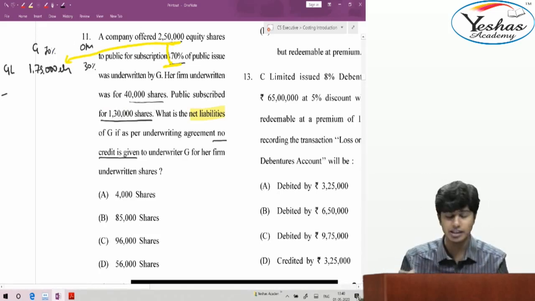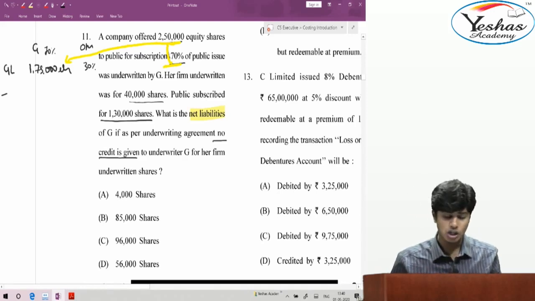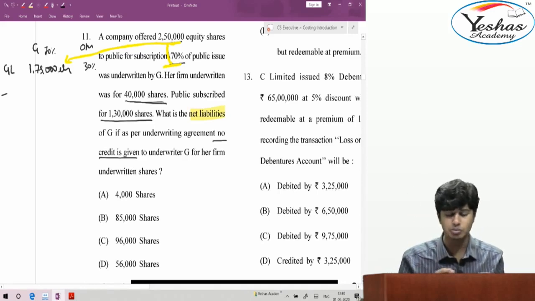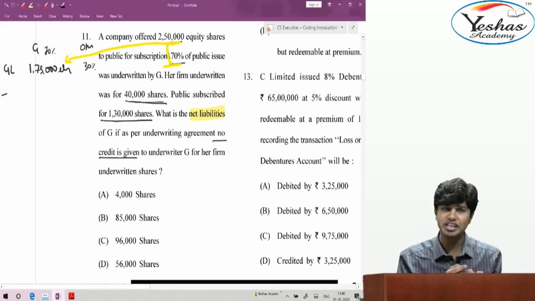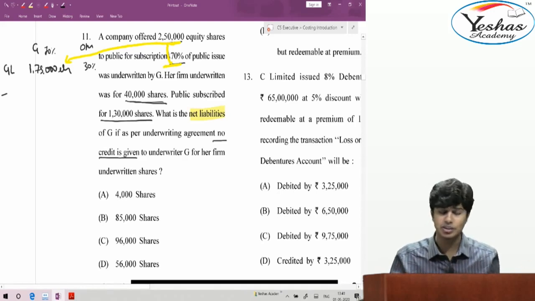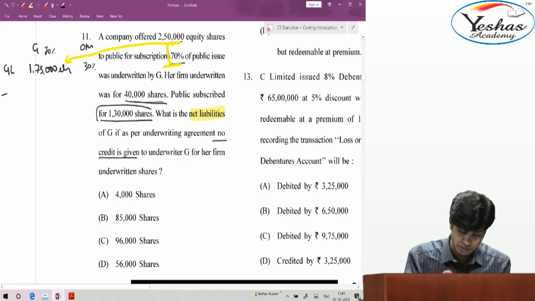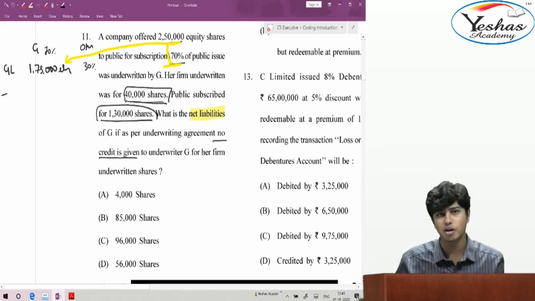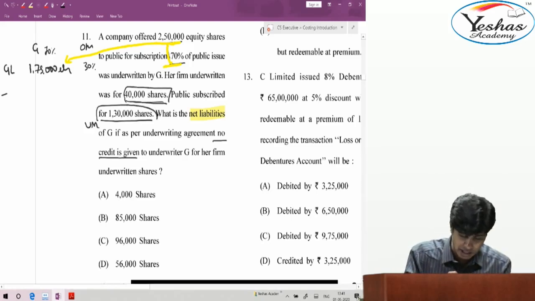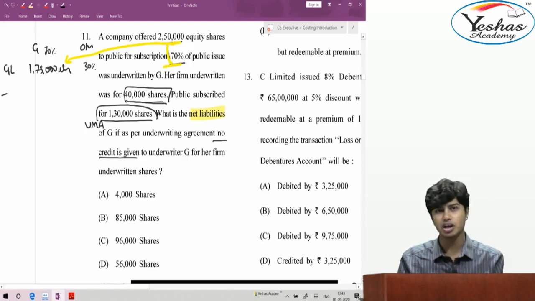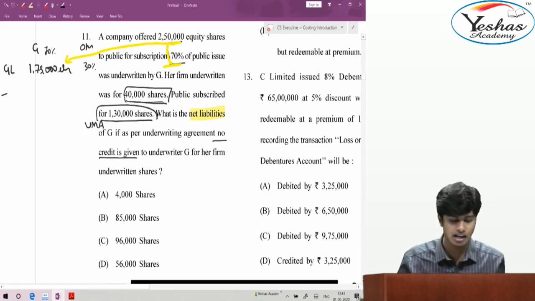Public subscribed 130,000. They have not told whether it is marked or unmarked. So I'll assume it to be unmarked, or I'll assume the public has totally subscribed so much. If it is marked, they should tell us that 130,000 shares were bearing the name of G. So basically 130,000 and 40,000 shares, both are to be treated on par. Why? This 130,000 is unmarked application. Firm underwriting, benefit not given. So firm underwriting is also treated like unmarked applications only.